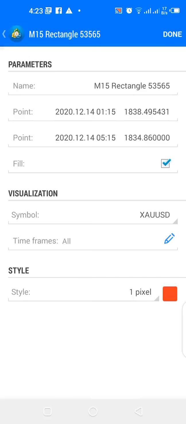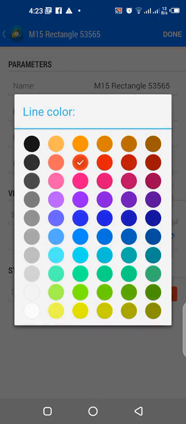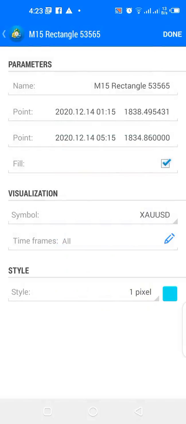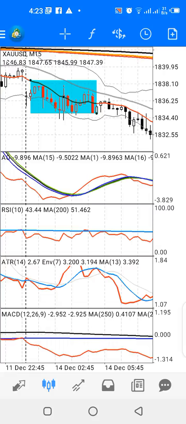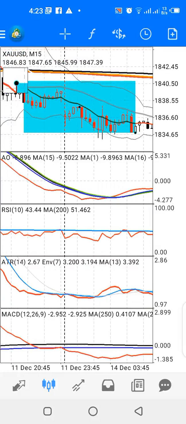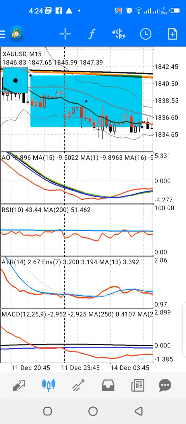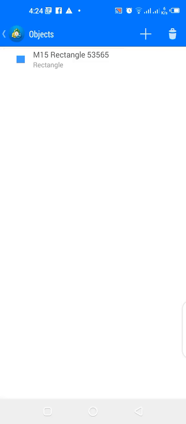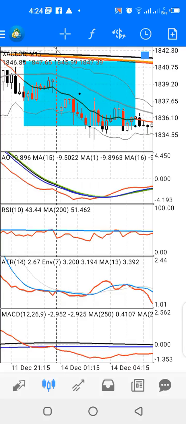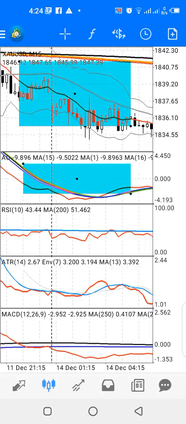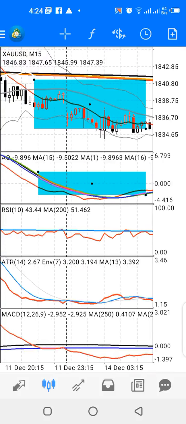Let me change the color of the shape to this color. All right, this is my main window. I have some indicators installed on the main window to give me signals. This is my indicator window 1. I also have some indicators that will guide me and help me in my decision making, so I'm going to buy or sell.